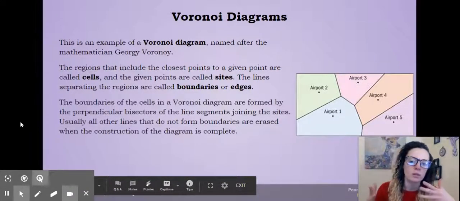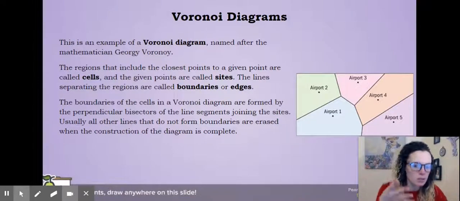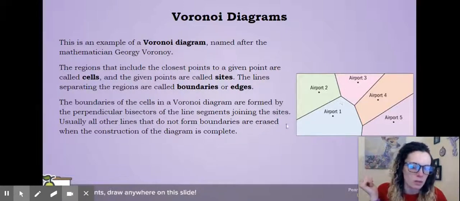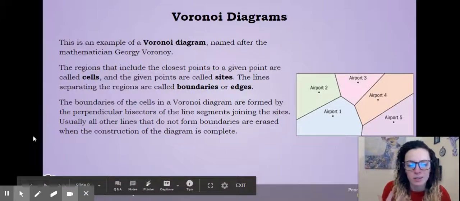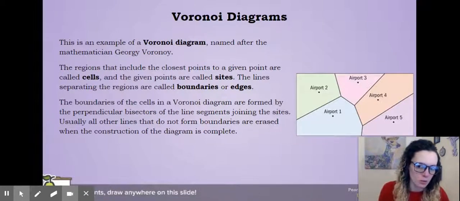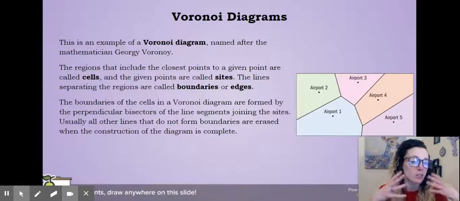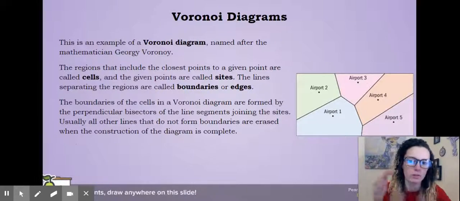These diagrams are formed by using perpendicular bisectors. So this line between airport 1 and airport 2 is the perpendicular bisector of the line that would connect airport 1 and airport 2. We're not going to talk a lot about constructing a Voronoi diagram from scratch. For test purposes, you don't need to know how to construct a full diagram. You just need to know how to use it and maybe complete one that's already been started for you.